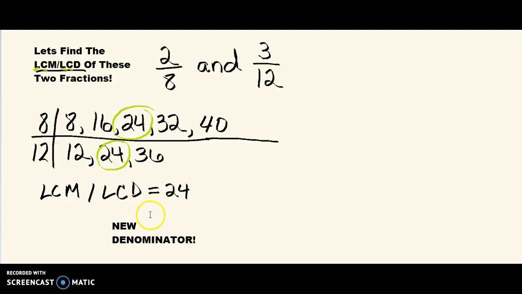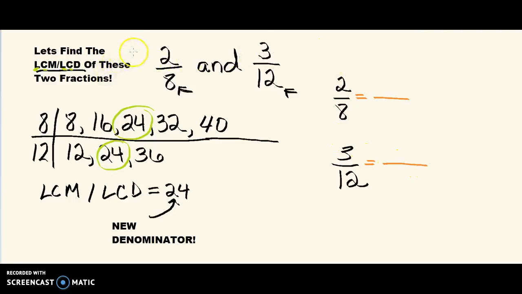Okay, so right here is my new denominator, 24. That means that I'm going to change this one to 24, and I'm going to change this one to 24. So the first thing I'm going to do is write down my fractions, 2/8. Then I am going to write the fraction bar. Then I'm going to write down my next fraction, 3/12, and then write my fraction bar.